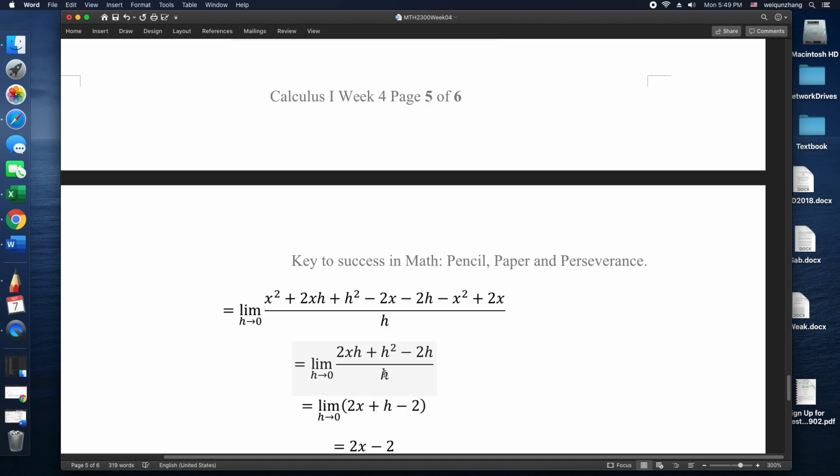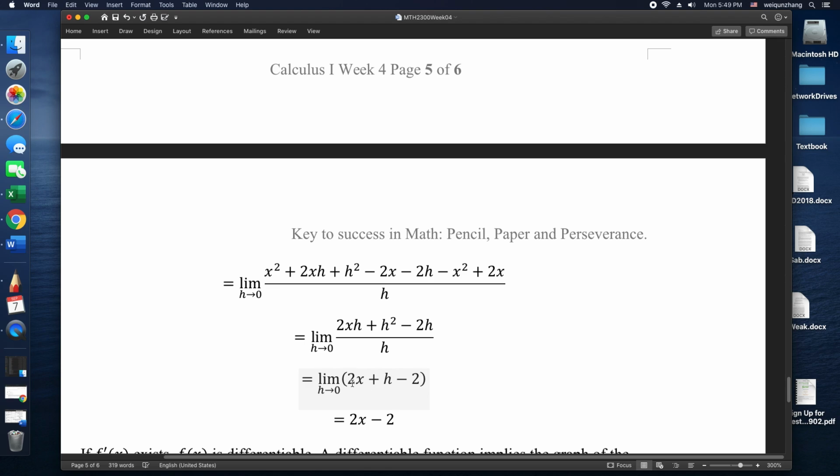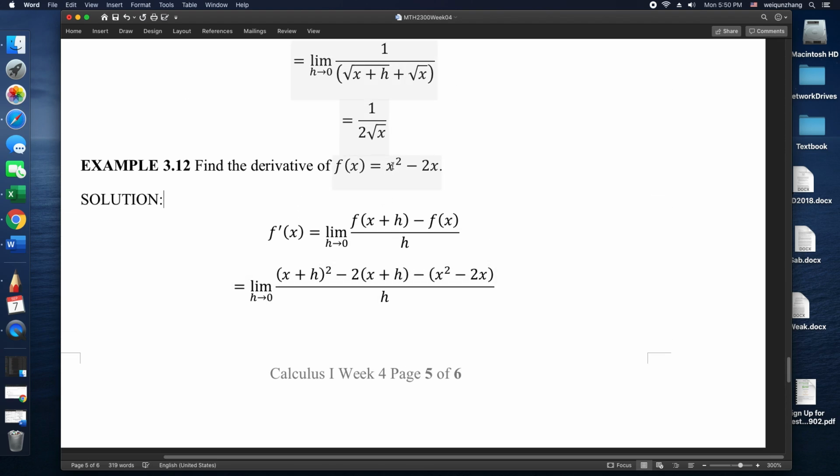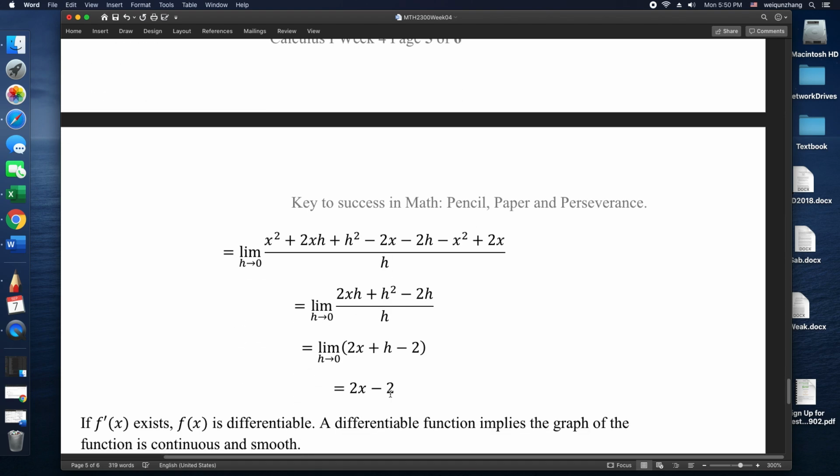Certainly the denominator h is already cancelled, okay? And one more time, to find out a limit, this is the only reliable way: plug in value, direct substitution. This time we are considering the limit as h approaches 0. So we replace h with 0. It works perfectly fine, and we are having 2x minus 2. So indeed, for this problem, the derivative of x squared minus 2x is 2x minus 2. It is calculated from the definition.